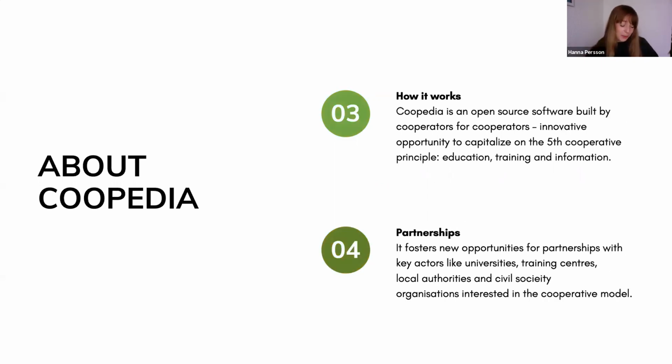So how does it work? Coopedia is an open source software and the first of its kind. It's built by cooperators for cooperators. We see Coopedia as a brilliant opportunity for us, the cooperative movement, to capitalize on our fifth principle, providing education, training, and information to the public. We also think that the design of Coopedia encourages cooperation between cooperatives and various key actors such as universities, training centers, civil society organizations, and local authorities interested in cooperatives.